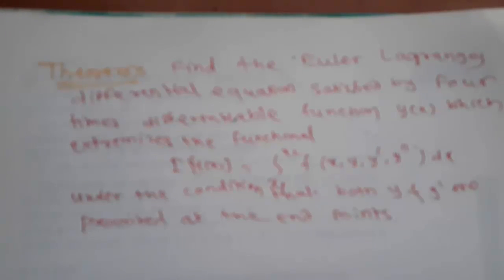In this video, we have to prove this theorem. Find the Euler-Lagrange differential equation satisfied by a 4 times differentiable function y of x, which extremizes the functional I[y(x)] equal to the integral from x1 to x2 of f of x, y, y dash, y double dash dx under the condition that both y and y dash are prescribed at the endpoints. For the proof of this theorem, we shall let 2 points.